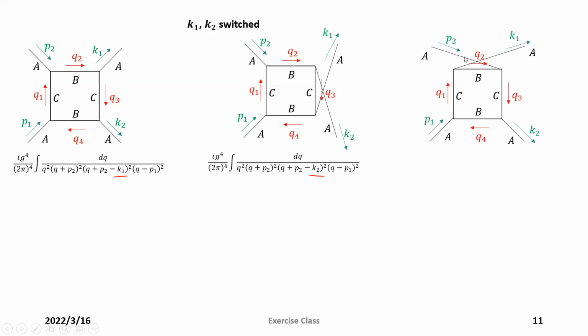And for this diagram, we can see that this is just exchanging P2 and K1. So we can just replace all P2 by K1, and here P2 is replaced by K1 and also K1 is replaced by P2.